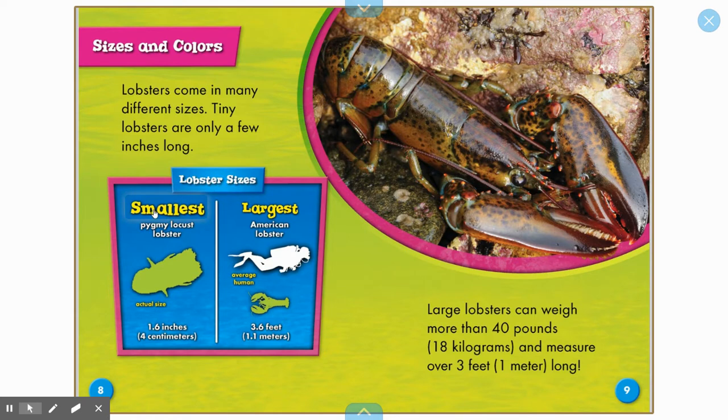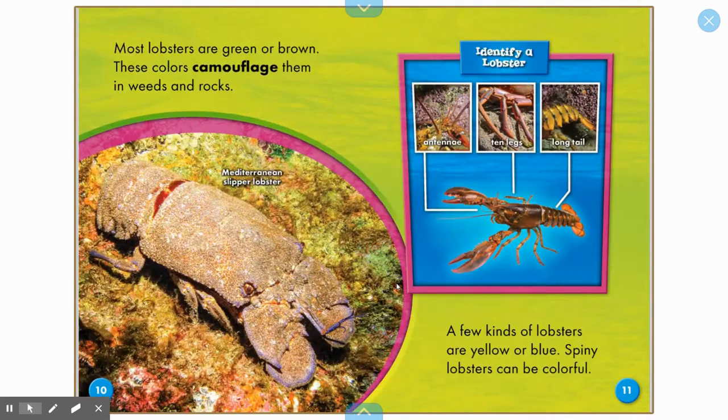So the smallest lobster is the pygmy locust lobster. And this is the actual size. So this is a visual representation of a lobster. Then the largest is the American lobster. And it shows us right here that it's 3.6 feet. Most lobsters are green or brown. These colors camouflage them in weeds and rock. A few kinds of lobsters are yellow or blue. Spiny lobsters can be colorful.